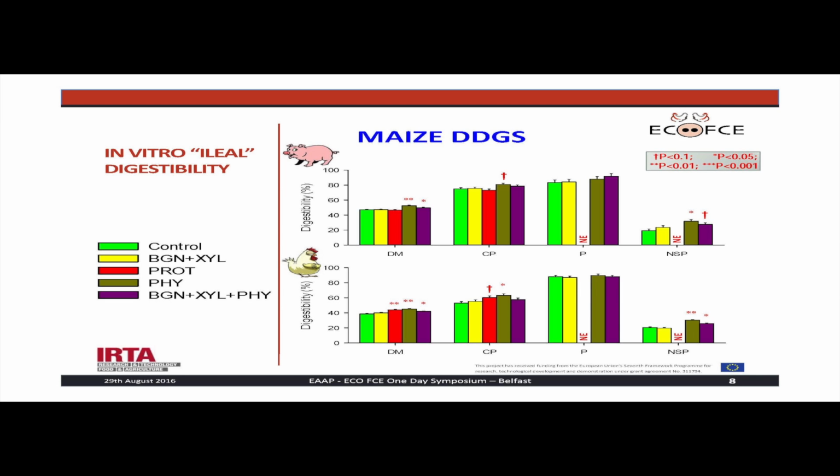In the poultry model, we see again an improvement in dry matter and a tendency to improve crude protein digestibility with the protease, and also with the phytase we see improvements in dry matter digestibility and also the crude protein and the NSP.